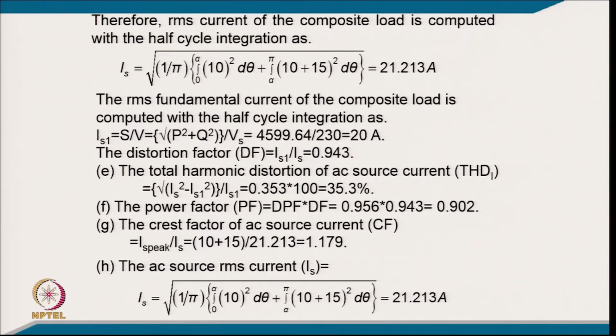So, it comes to about 20 ampere, and the distortion factor, fundamental RMS divided by total RMS, is 0.943, and the total harmonic distortion of the current, from the RMS and fundamental RMS, puts the value at about 35.3%. The current is closer to a sine wave than a square wave, and the power factor is DPF into DF. Putting this in, it comes to 0.902, and the crest factor of the AC mains current is peak upon RMS. Putting the value of peak divided by RMS, it is 1.179, and the AC source RMS current, calculated from the relation we derived earlier, comes to 21.21 ampere.